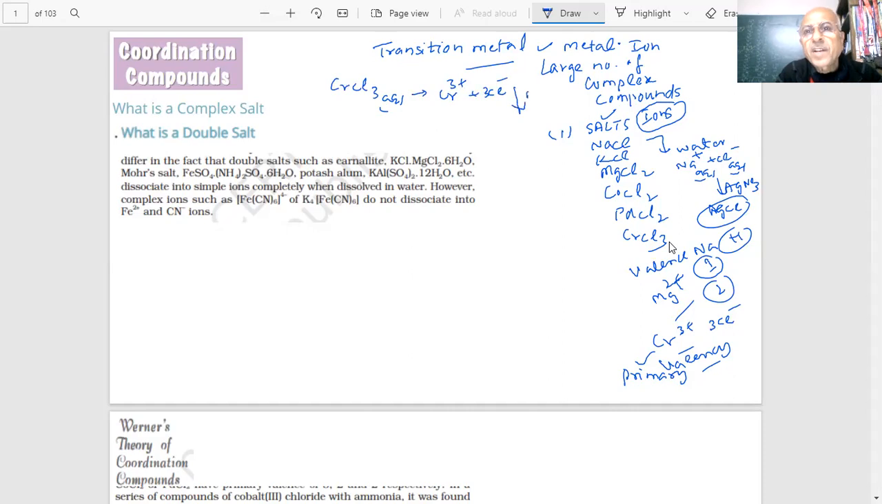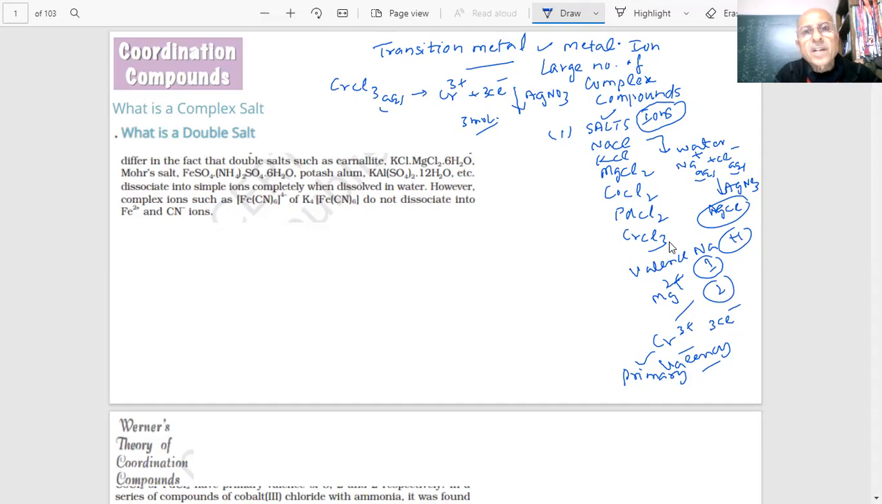So I can precipitate this with AgNO3. How many moles will be used? You will get 3 moles of Cl minus, and you will need 3 moles of Ag plus.